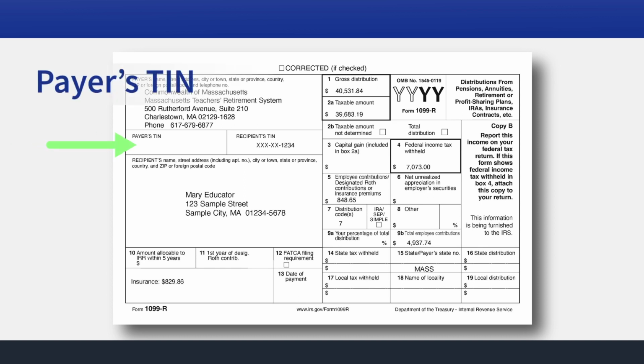Payer's TIN, or Tax Identification Number. The MTRS Employer Identification Number can be found in this box. Box 1. Gross Distribution. This displays the total amount you received from the MTRS for the calendar year. Box 2A. Taxable Amount. This displays the amount that is taxable. If part of your distribution is not taxable, the non-taxable amount will be displayed in Box 5.